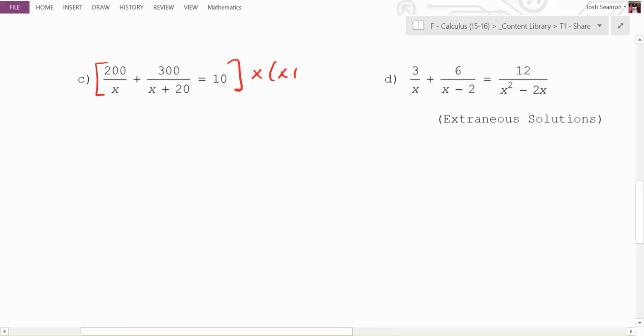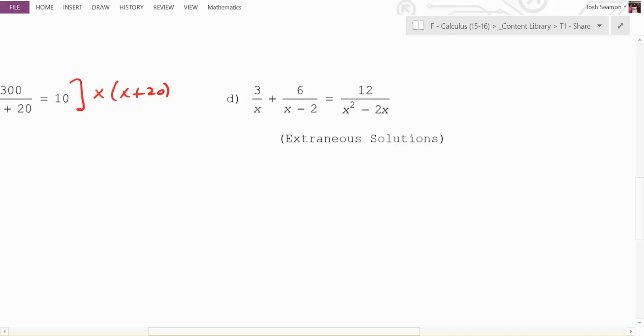x plus 20. And what do you have to do to this one first? Factor the denominator here. What does the denominator become when you factor it? x times x minus 2. So does that make it easier to find a common denominator? Yeah. What's the least common denominator on this one? x times x minus 2.